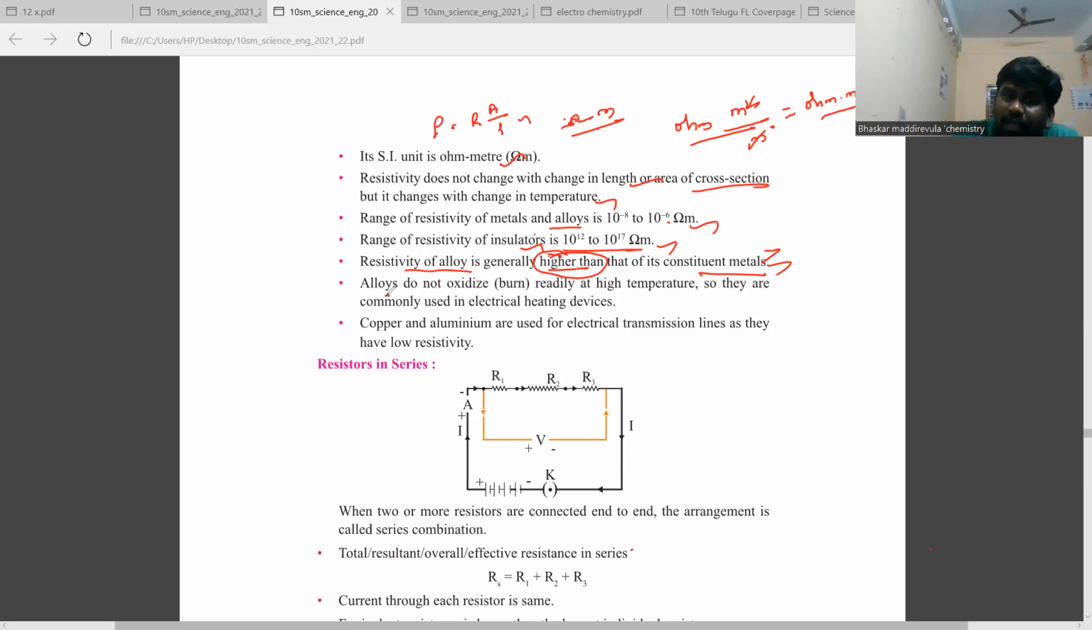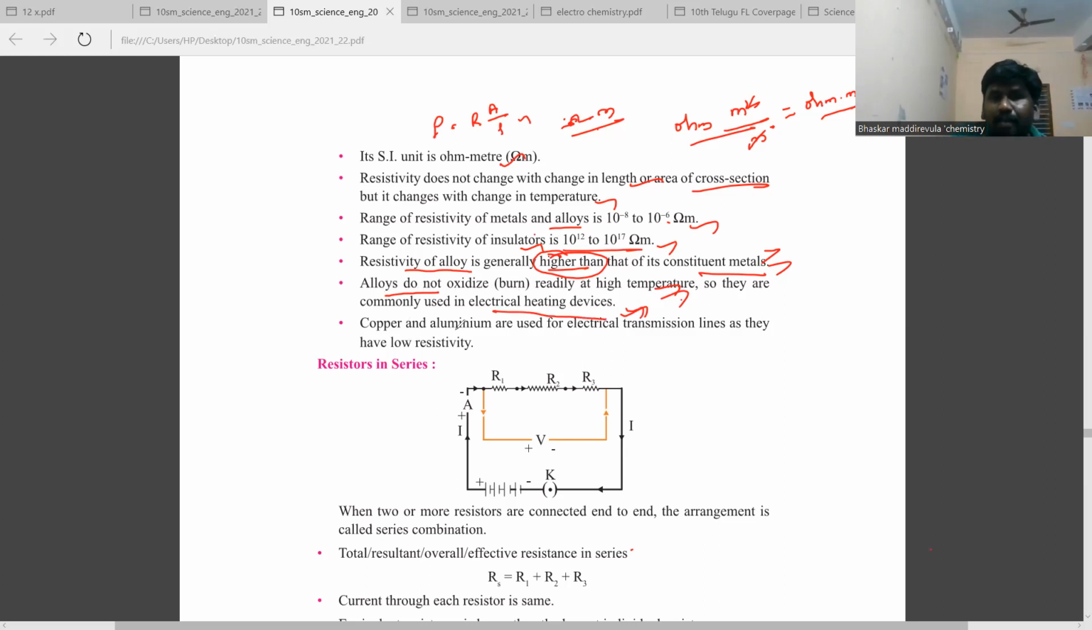Next, alloys do not oxidize at high temperature. That's why most alloys are used in the preparation of heating devices, like electric iron boxes and heaters. Why? Because alloys do not oxidize at high temperatures. Metals will oxidize at high temperature, but alloys will not. That's why, to prepare electrical heating devices, mostly they use alloys.